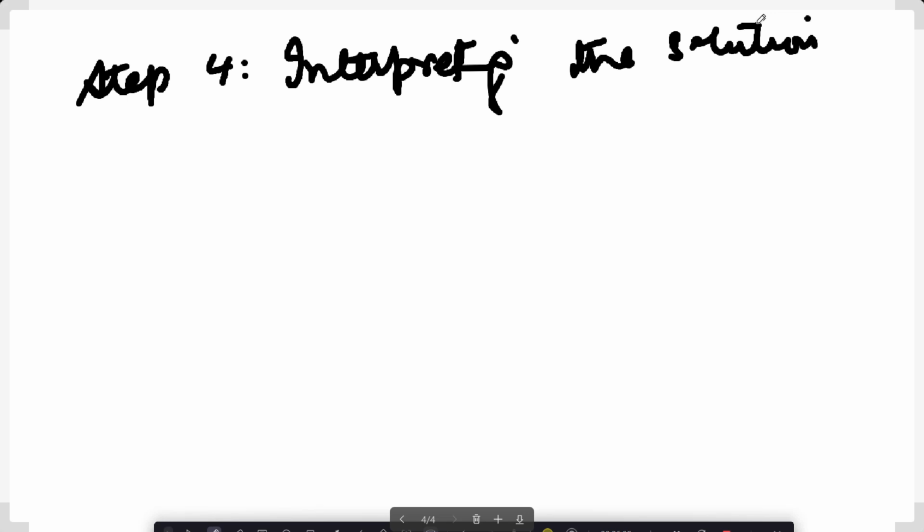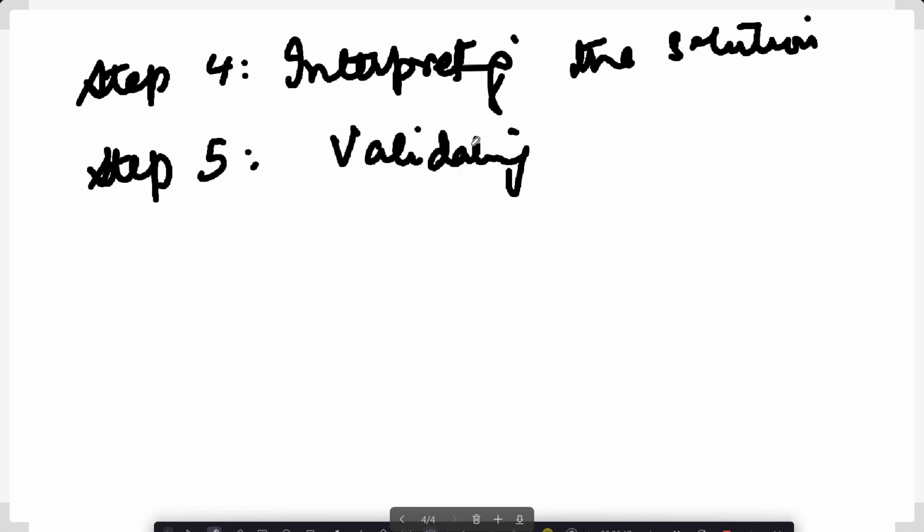So here we know that the population of parrots is 160. That is what we have interpreted. Step 5 is validating. Validating is to see whether it makes sense. 160 hai ki nahi, right? So in this case there's nothing as such, right?